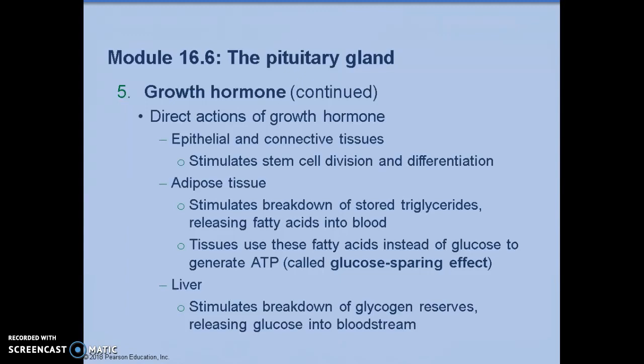And what the growth hormone is going to do is break down the glycogen to release glucose. Glucose is our blood sugar.